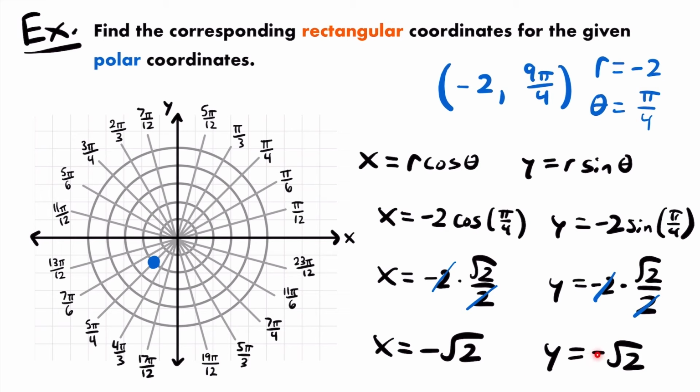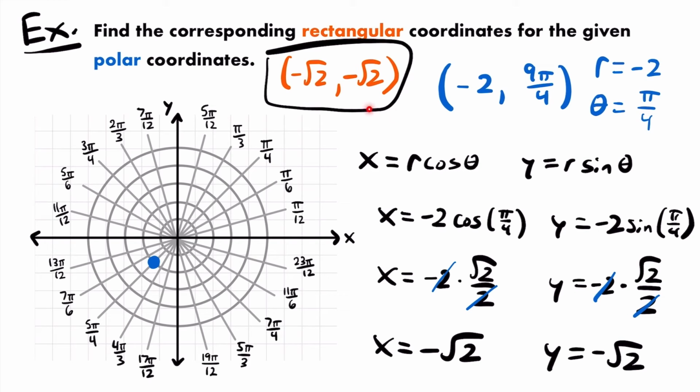And so together, the x-coordinate and the y-coordinate are going to give us a pair of rectangular coordinates of negative square root of 2, comma negative square root of 2, which will correspond to our given polar coordinates. And so let's test that out.